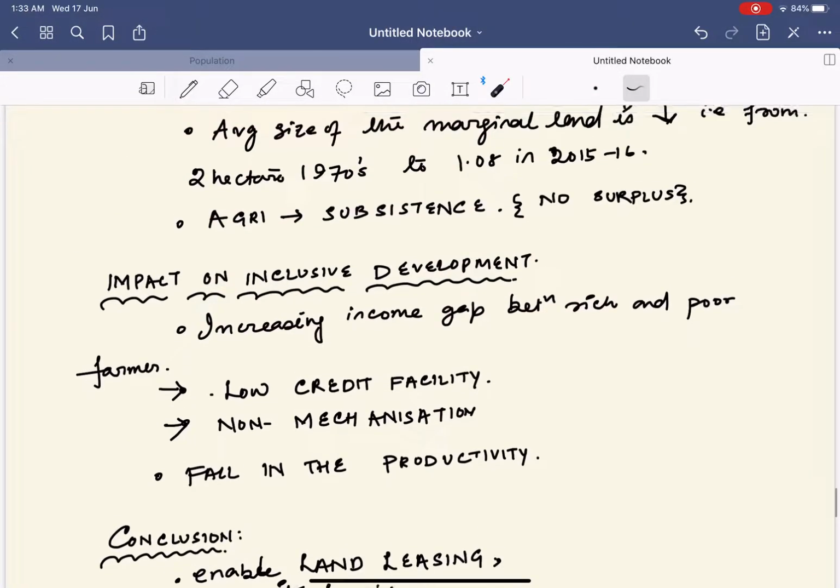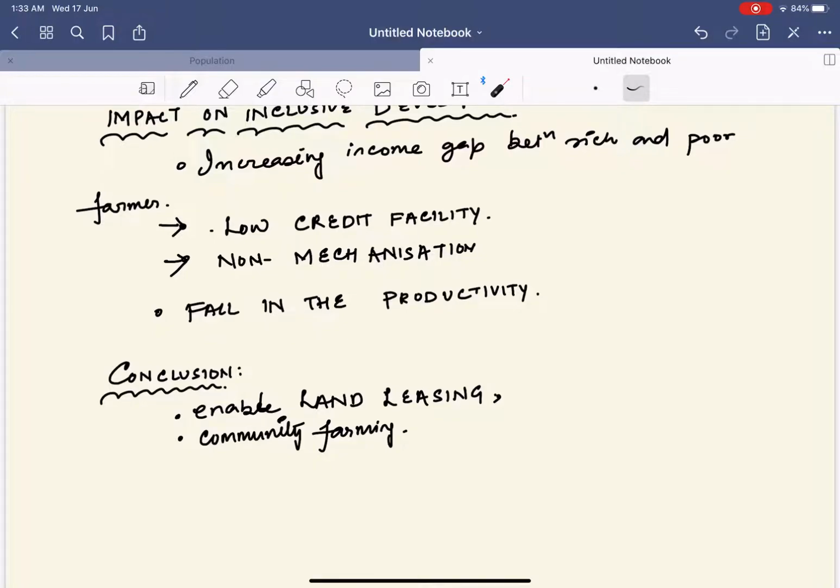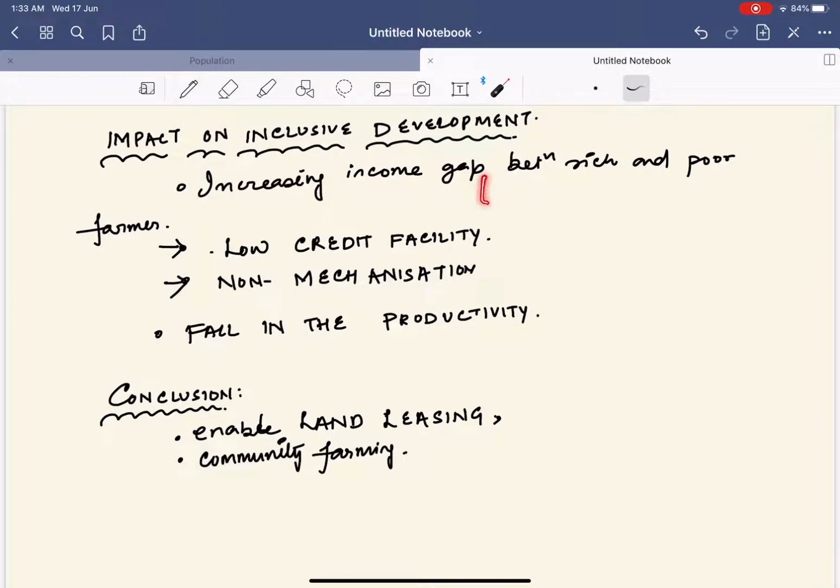Next, I think I made a spelling mistake in writing subsistence agriculture. Please forgive. Next, the impact on inclusive development. What is the impact on inclusive development? First of all, there is an increasing income gap between rich and poor farmers. Now, who are the poor farmers? The poor farmers are those with marginal land. In this context, there is a stark income difference between the rich and the poor.